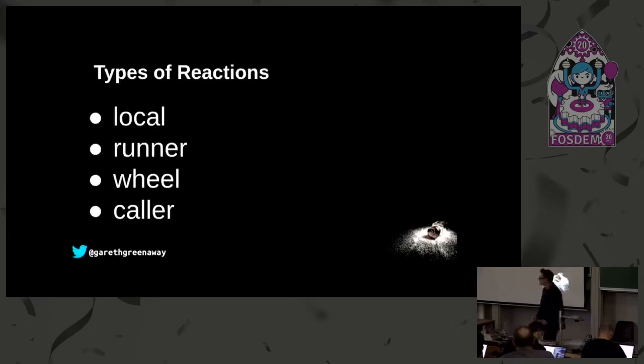So just a couple of types of reactions that we can send. We have local reactions, which are reactions that run a remote execution function on a targeted minion. We also have runner reactions, which are reactions that execute a runner command on the Salt master. And we have wheel reactions, which execute a wheel function on the master. And then caller reactions, which run remote execution functions on a masterless minion.